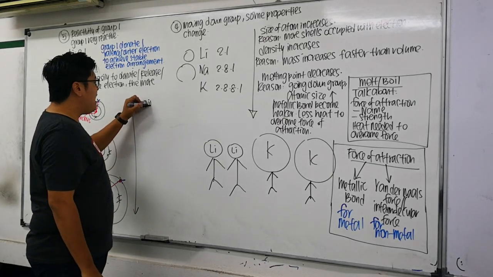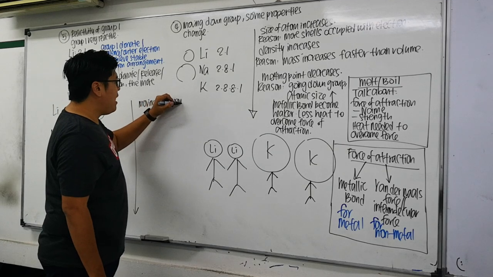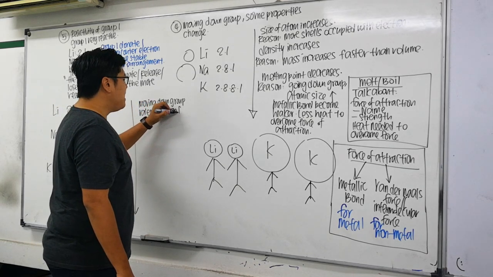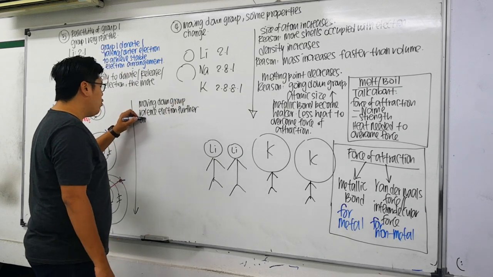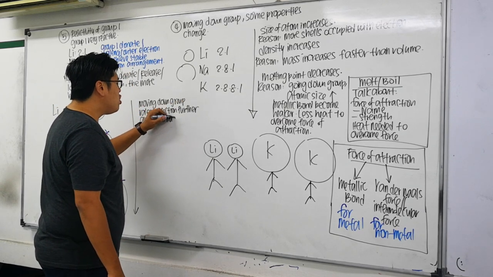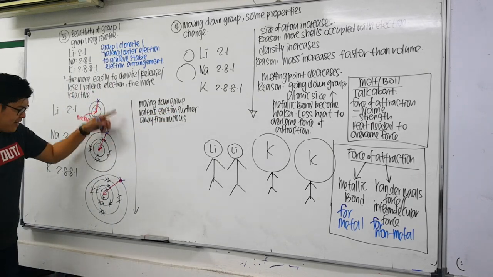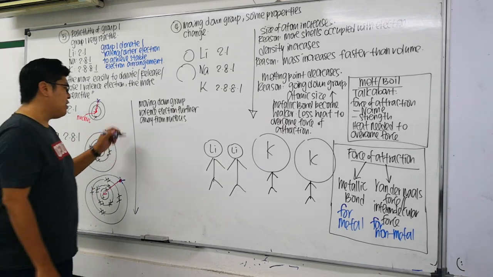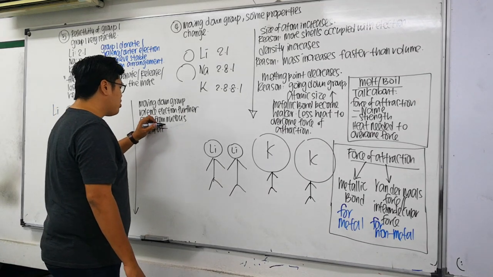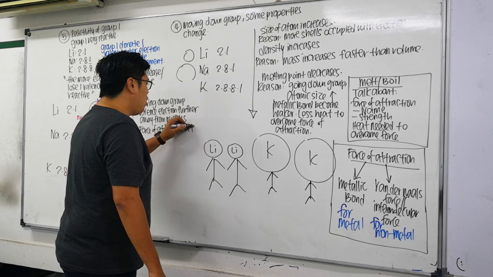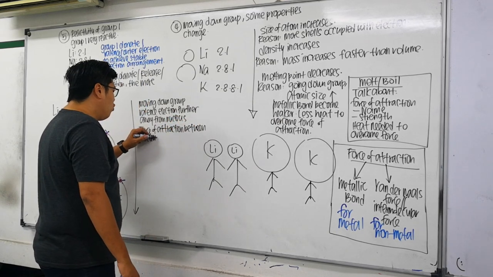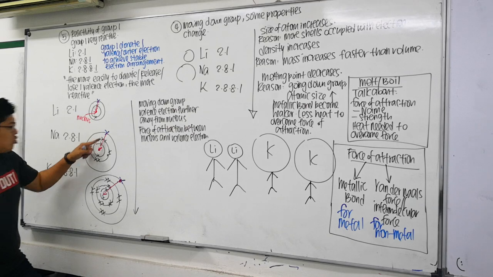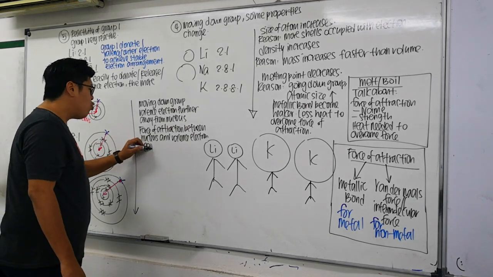Okay, moving down the group. When we move down the group, as you can see, the valence electron will become further away from the center, called the nucleus. When the valence electron is further away from the nucleus, the pulling force is weaker. The pulling force is called nucleus attraction. You can write: the force of attraction between the nucleus and the valence electron eventually becomes weaker.